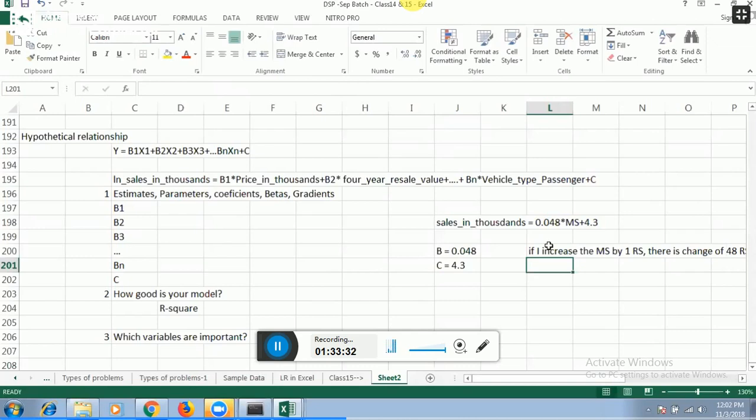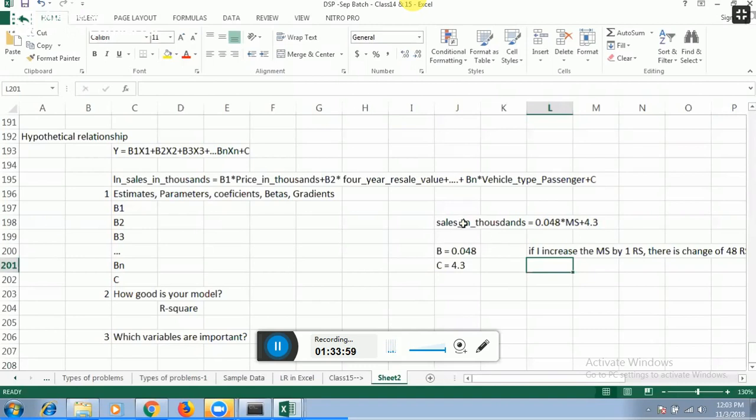Suppose instead of 0.048, you got 0.78. What does that mean? If I increase marketing spend by 1 rupee, I will get 78 rupees. So if my beta is high, can I say that the impact is high? Correct? If beta is close to 0, what does that mean? The impact is almost 0. Is that clear or not?